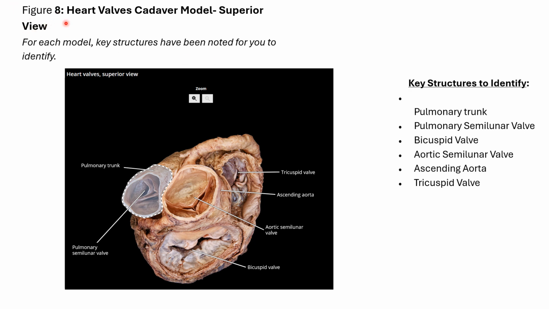In figure number 8, this is the superior view, and you can see the heart valves. Please make sure that you identify all of these structures. So let's go over it quickly. This is the tricuspid valve. The tricuspid valve is between the atrium and the ventricle. And then this is the pulmonary trunk. This is the aorta, semilunar valve, and then this is the bicuspid or the mitral valve.